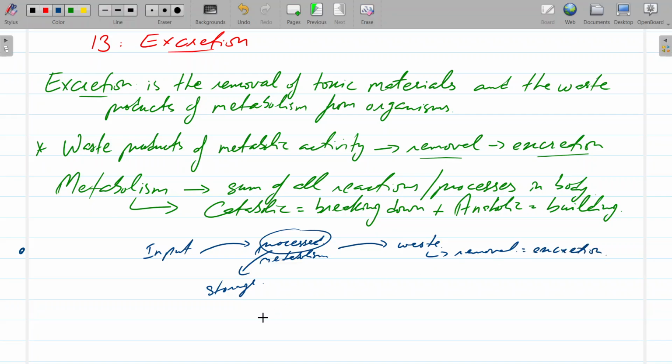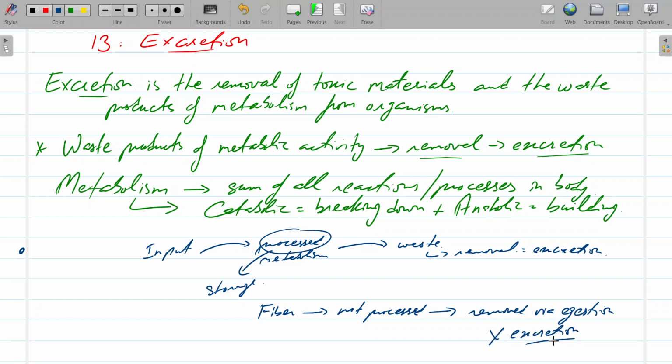But if there's something like fiber, it is not processed and it is removed via egestion. This is not excretion, to be very correct. Now, the book has used excretion very loosely. It sort of uses it here, then it says no, it's metabolic activities. There could be toxic materials in the body that are not a result of metabolic activities. They might have been in the food, and so they're toxic and then being removed as they are. And so that doesn't count as excretion of that particular material. So excretion is for each material.